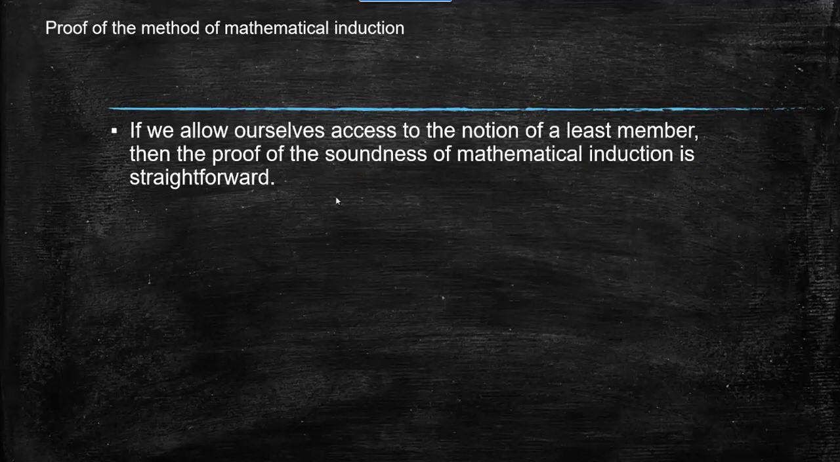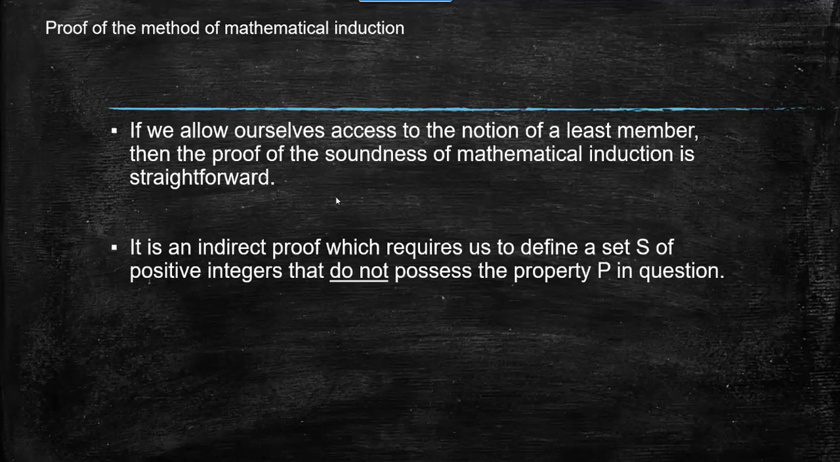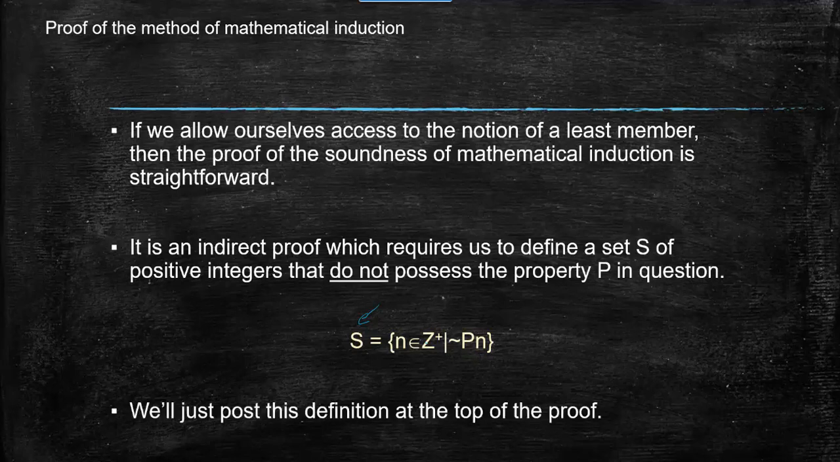It is an indirect proof which requires us to define a set S of positive integers that do not possess the property P in question. So we define this set. S is identical to the set of all n that are elements of Z plus that do not have P. The reason you do this is because in the indirect proof, you assume that the property in question does not hold for all n. And if it does not hold for all n, then this set must exist, the set of all things that do not have that property. So we'll just post this definition at the top of the proof, and then we can see how it works out.